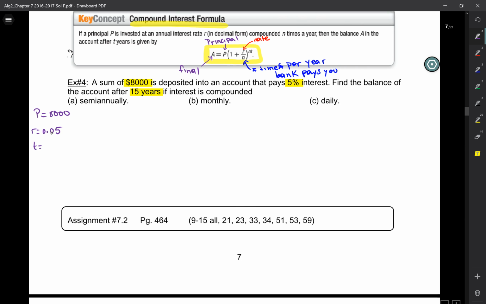Time is 15 years. So the first case is the bank is paying you interest twice a year, semi-annually, so n is equal to 2. We're going to put it in the formula. A equals P times 1 plus r over n to the power of nt. So A is equal to 8,000 times 1 plus the rate, 0.05, over n, which is 2, to the power of 2 times 15.